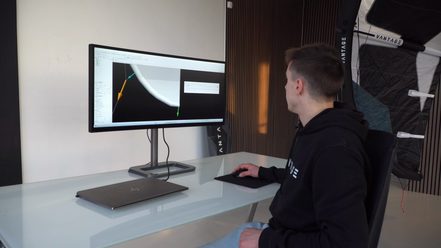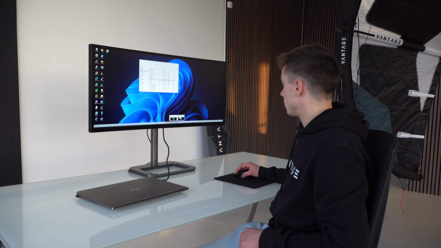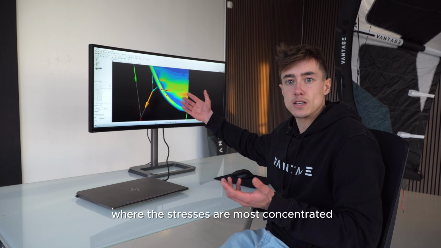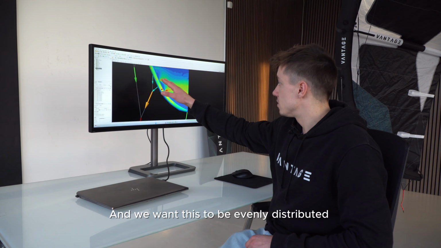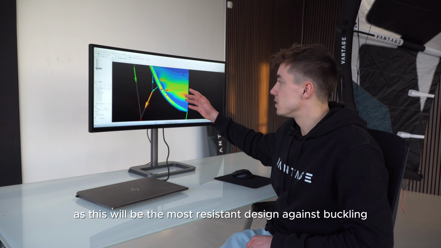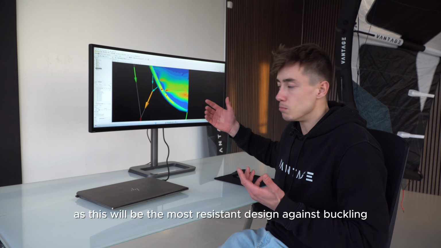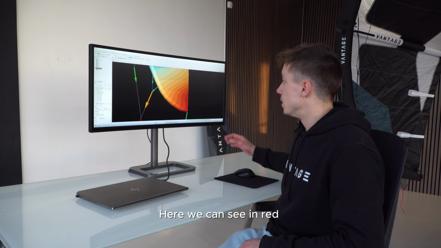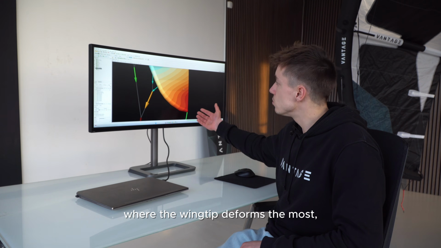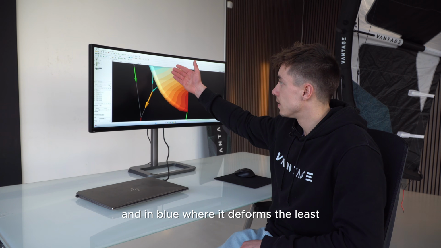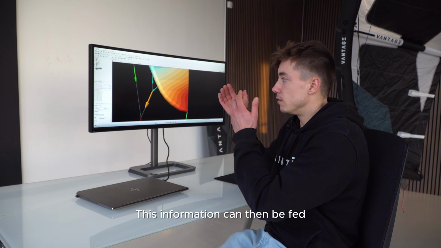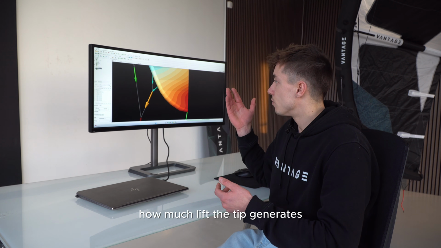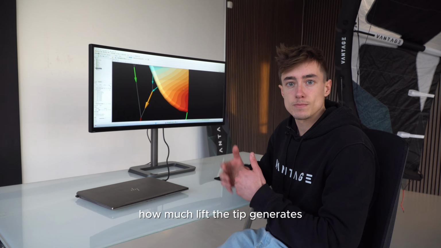Okay. Then if we take a look at the results, you can see here in red where the stresses are the highest concentrated. And we want this to be evenly distributed along the wingtip, and this will be the most resistant design against buckling. What we can also take a look at is the deformation. And here we can see in red where the wingtip deforms the most, and in blue where it deforms the least. And then this information can be fed into the aerodynamic simulation, and then we can have a better prediction of how much lift the tip generates.